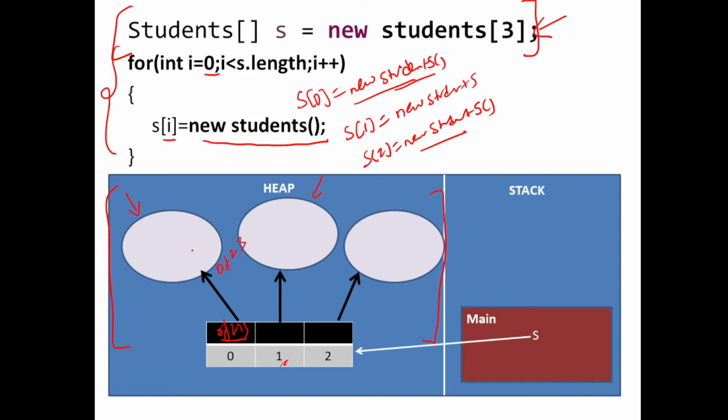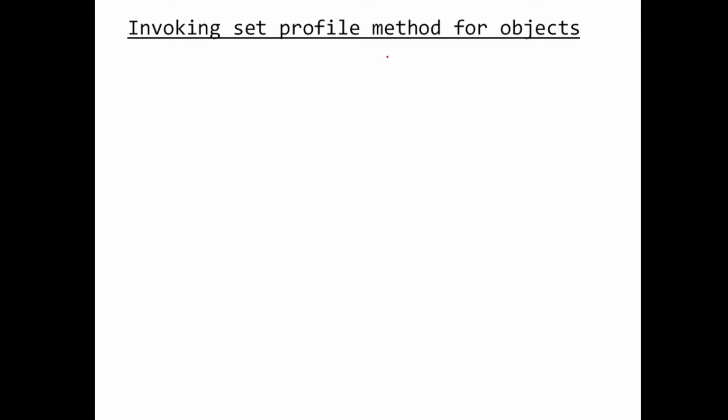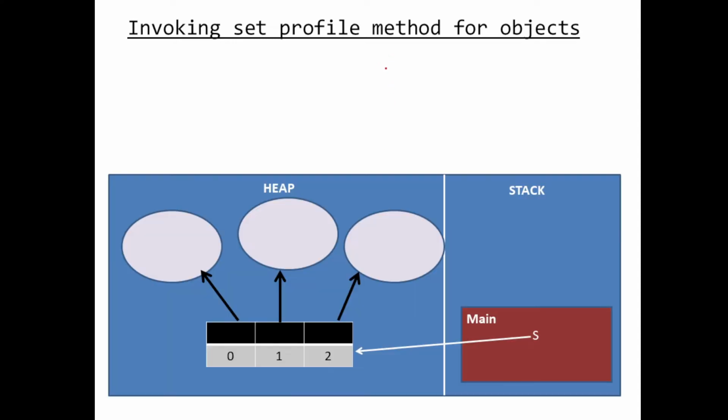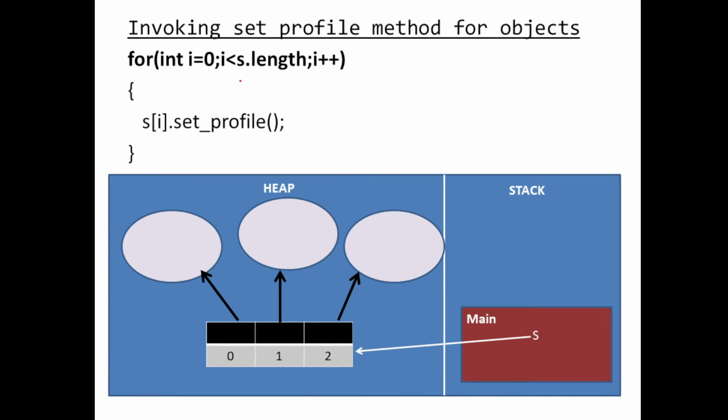Okay, so now the allocations are happening. What next? We have to call our methods to populate the data in these locations. So let me tell you how to call the methods. The third step is invoking the set profile method for the objects. So we have done this. Next thing is, again I will run a for loop for int I is equal to 0, I less than s dot length, I plus plus. S of I dot set profile. So I am calling this S of I dot set profile.